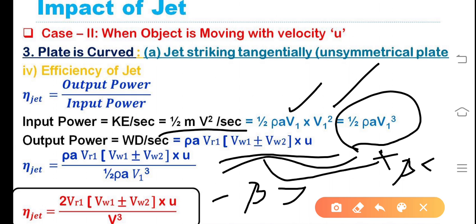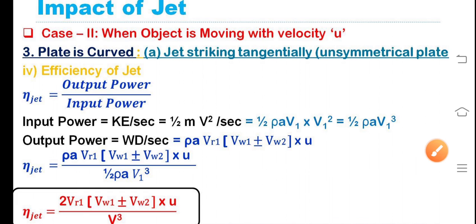Therefore, the efficiency of the jet, the ultimate formula we get, is 2 times VR1 whole multiplied by VW1 plus or minus VW2 multiplied by U, divided by V cube. Here rho A VR1 will get cancelled away. This 2 will come to the numerator. So 2 VR1 whole multiplied by VW1 plus or minus VW2 multiplied by U, divided by V cube, will be left. That is the ultimate equation for the efficiency of the jet.